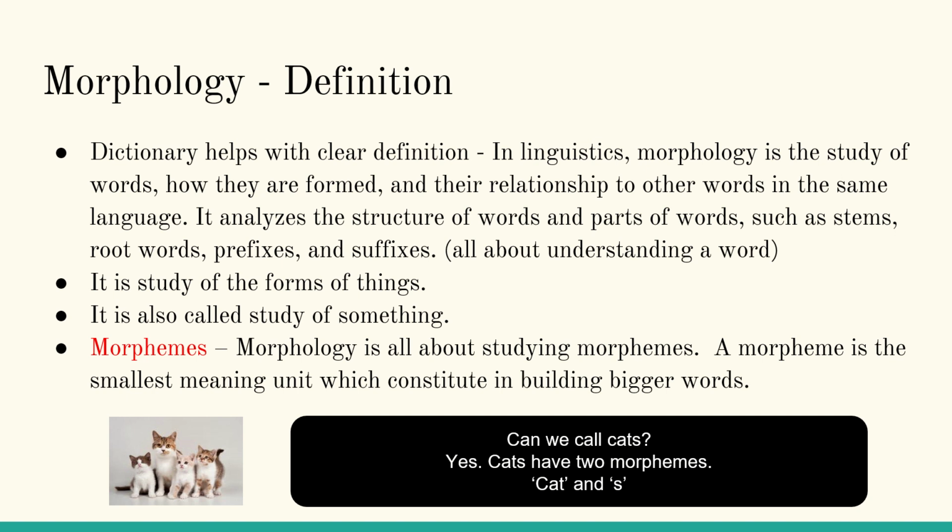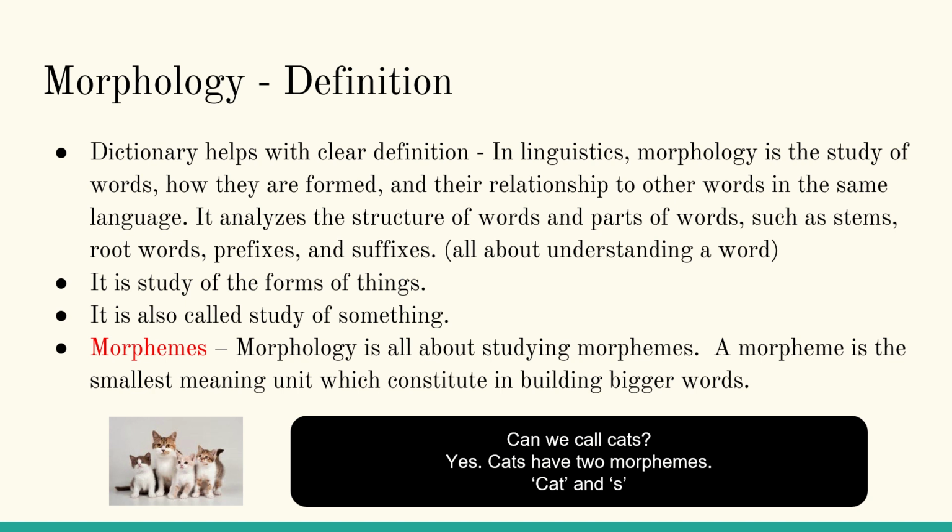What is morphology? The dictionary has a very clear definition for it. It says morphology is the study of words. Morphology is all about how words are formed. It is about exploring the relationship of a current word with another word. It analyzes the structure and the parts of words. It can tell you what the stem is, what the root is, what the prefix and suffix can be, and how we derive new words out of others. All these together are called morphology. It's the study of words. That's what we can convey in a single phrase.